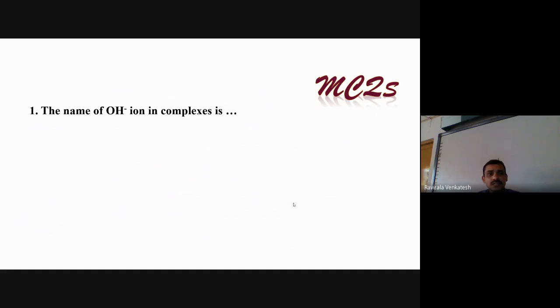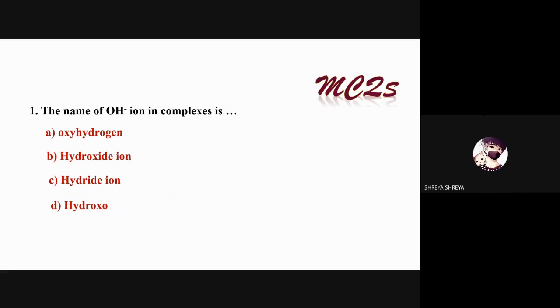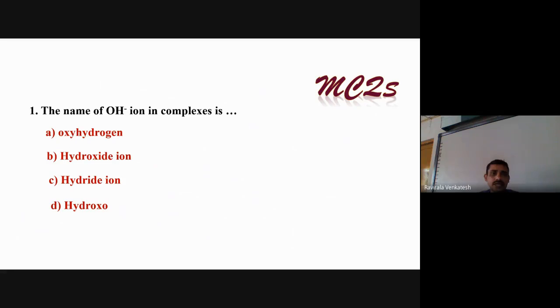Next, the name of the OH minus ion in a complex compound. What name are we using here? Hydroxide ion. OH minus has a negative charge, therefore we take the suffix -ide: hydroxide. This is the IUPAC nomenclature. The name of the OH minus ion is hydroxide ion. Generally, we call this hydroxide ion.